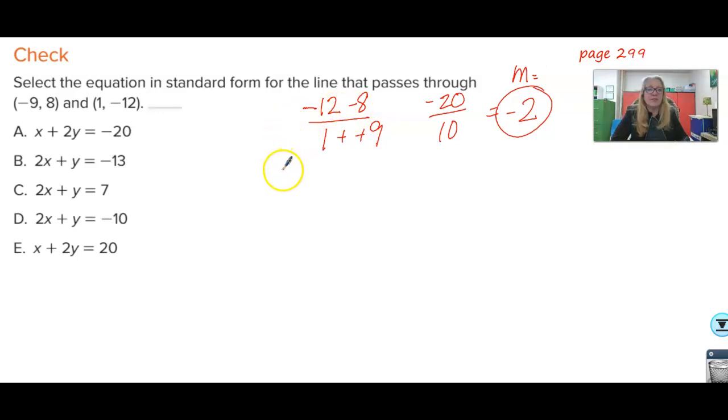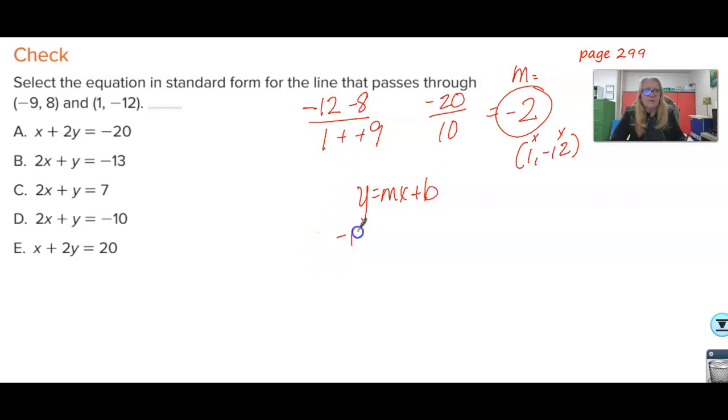So the first thing we have to do is go to slope-intercept form. Which point do you want to use? How about 1, negative 12? Let's use 1, negative 12 for our x and y. This is our x, this is our y, that's our m. So we're going to go y equals mx plus b.